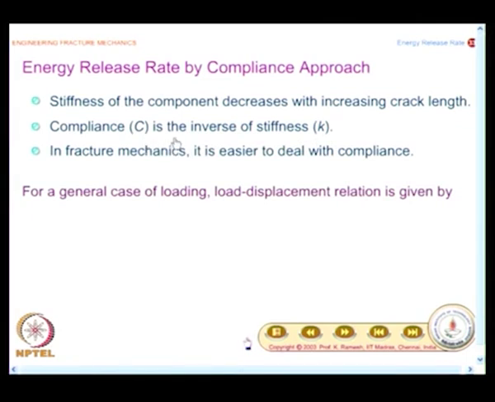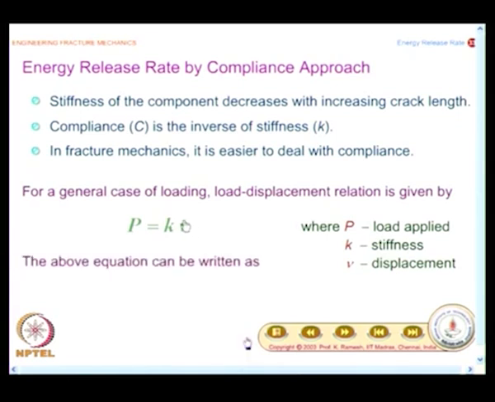So, if you look at it historically, it was Irwin who suggested it is easier to deal with compliance as far as fracture mechanics problems are concerned. So, we would recast the expressions. For a general case of loading, you could apply the load displacement relation as P equal to kV. Do not read this as nu; it appears in italic font as nu, but read this as K into V. I would like to recast this expression in terms of compliance.